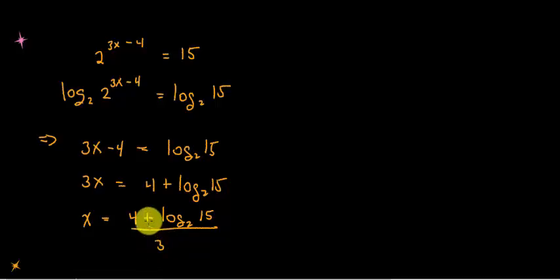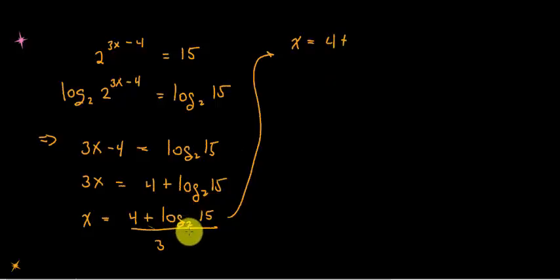Okay, so now the problem that you have is you're going to have to express this in terms of a log that you can plug into your calculator, right? And so what you would have to do is use the change of base formula, and I'd say x is equal to 4 plus, and I would use either base 10 or natural log, whatever you have on your calculator. Most scientific graphing calculators will have both. So if I just do log base 10, then this would be log base 10 of 15 divided by log base 10 of 2, and then all of that divided by 3. So if you plug this in, you'll get x.